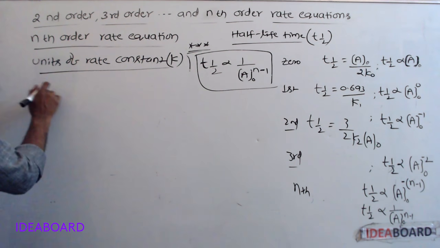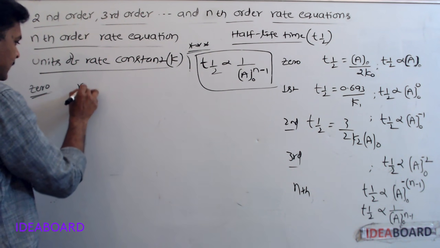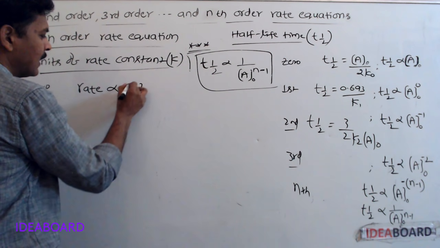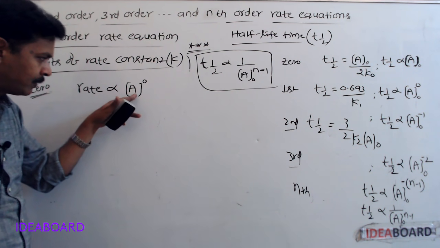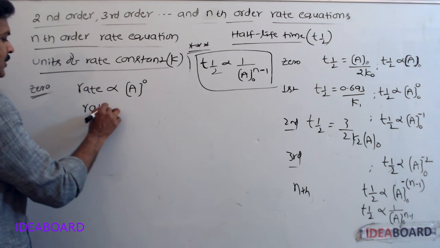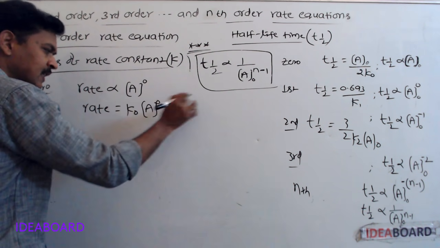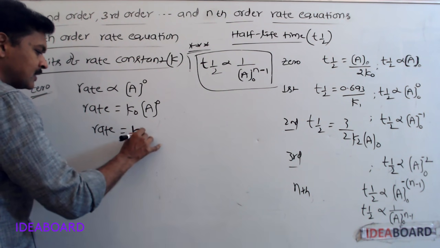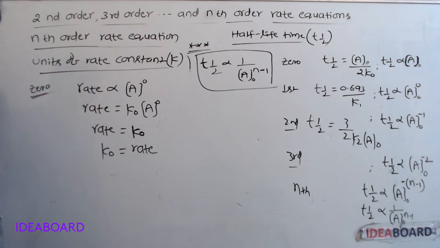Units of rate constant. First, let us take zero order reactions. For zero order reactions, rate is directly proportional to concentration of the reactant power 0. That means rate is equal to K naught into A concentration power 0, which is nothing but 1. Then rate is equal to K naught. What are the units of this K naught? K naught units is equal to rate units only.